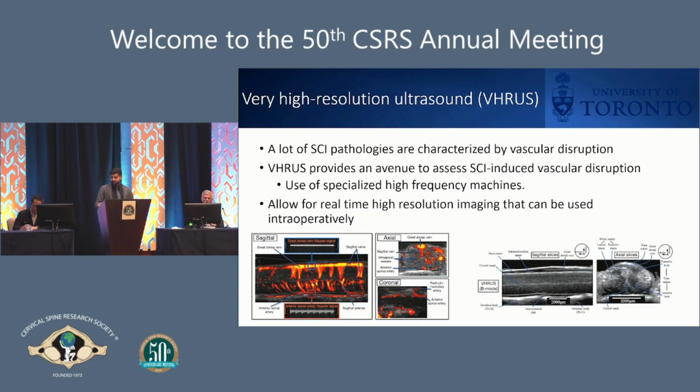There is, however, some ongoing research on the utility of flexion extension CTs and intraoperative radiographs for navigation. Moving on to ultrasound, there are some new promising approaches. A lot of spine pathologies are characterized by vascular disruption, which can be visualized with very high resolution ultrasound. Images obtained in the slides below are from in vivo experiments demonstrating the granularity that can be obtained with high resolution ultrasound.